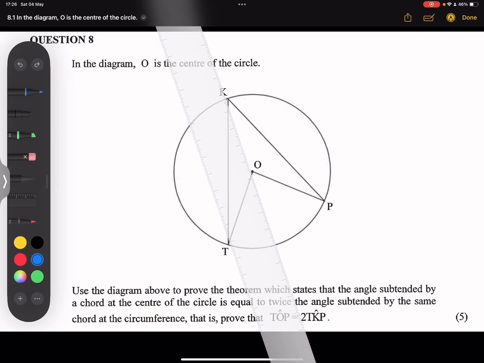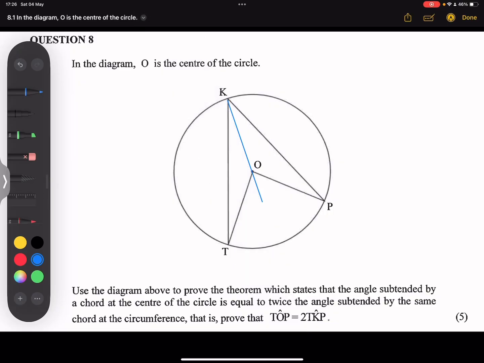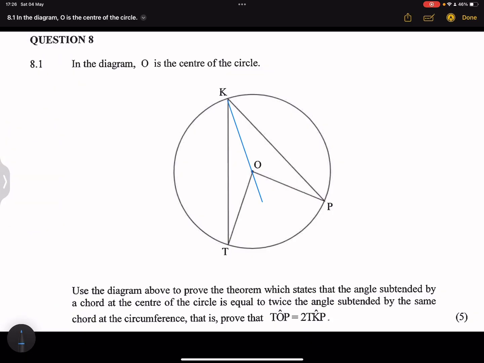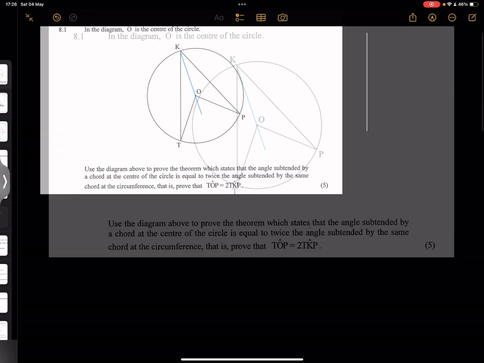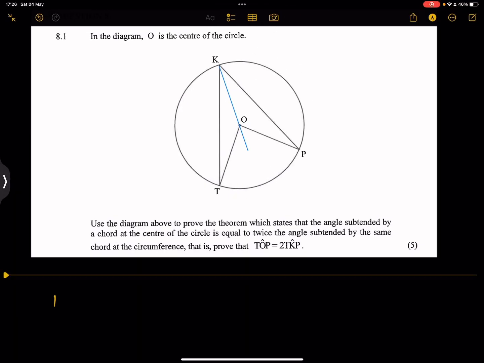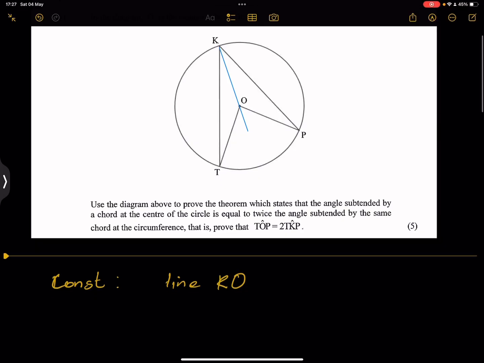All right, so it really shouldn't be rocket science. So I'm drawing the line KO, and this time I'm just making sure that I extend it a little bit. Now let's state that. So we're going to construct line KO. We are going to extend it just a little bit.